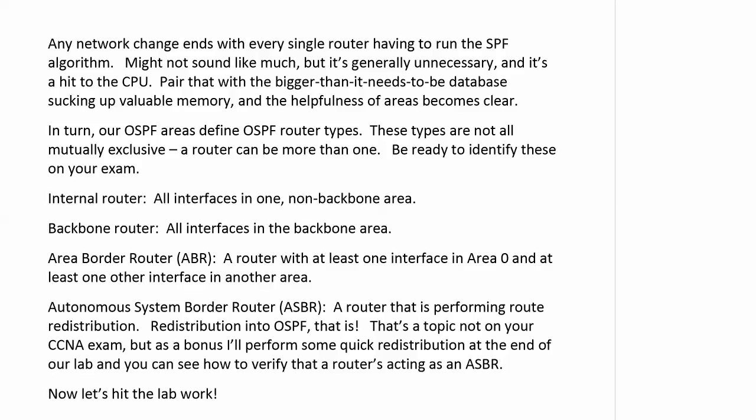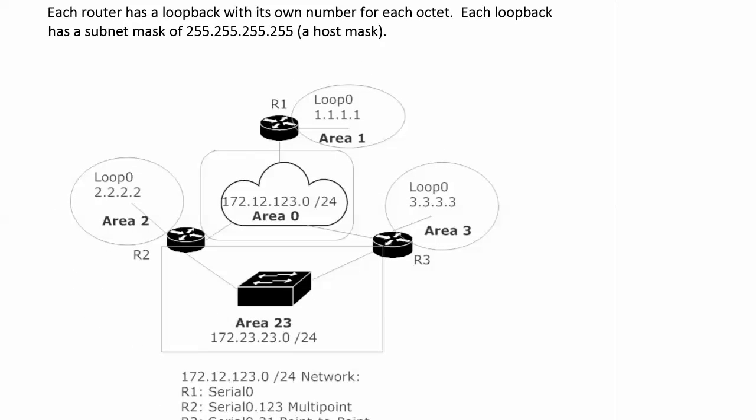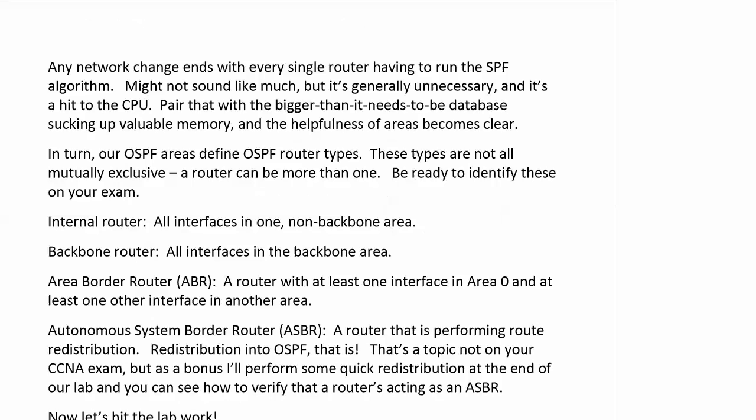The area border router is a router with at least one interface in area 0 and at least one interface in another area. So if we go back to our current network, or the one we're about to build, how many ABRs do we have here? We have 3 because all 3 of these routers are bordering area 0 and another area. And I'll show you a command that will actually tell you this router is an area border router.